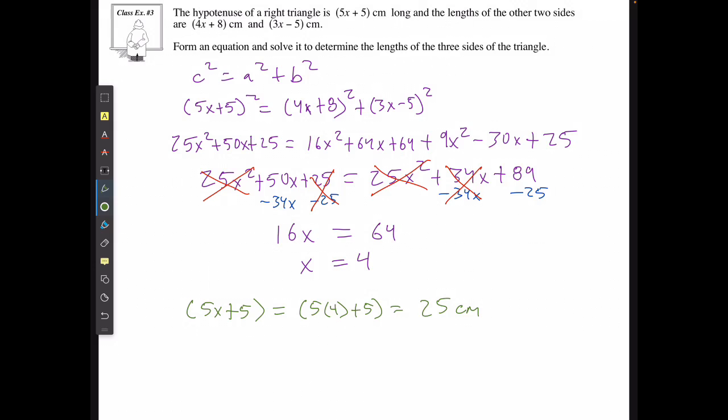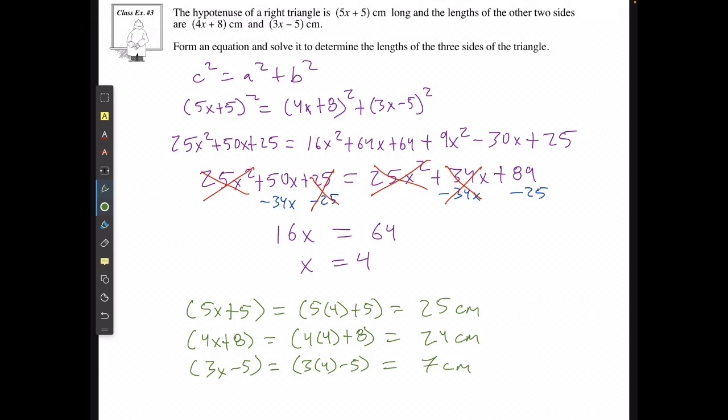Another side was 4x plus 8, so that would be 4 times 4 plus 8, and this side is 24 centimeters long. The last side was 3x minus 5, or 3 times 4 minus 5, and this is going to leave me with 7 centimeters long.